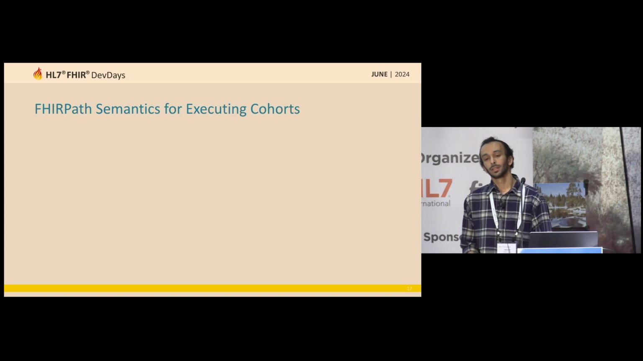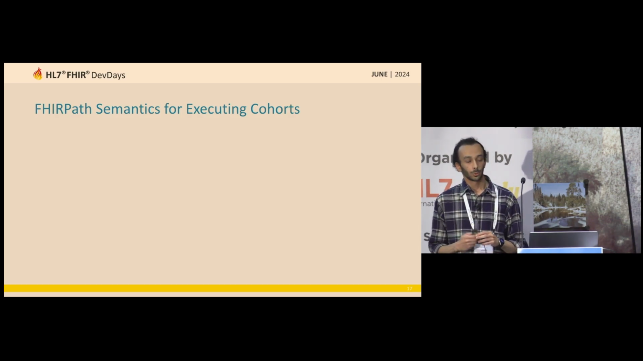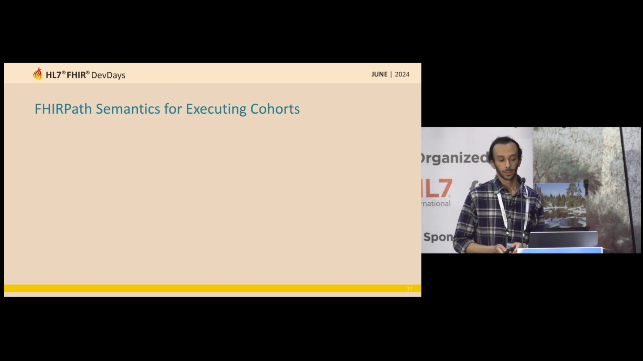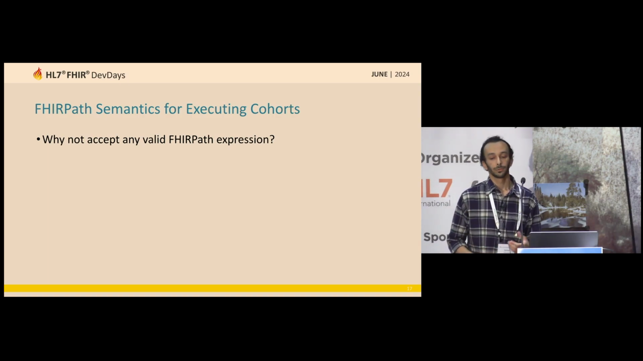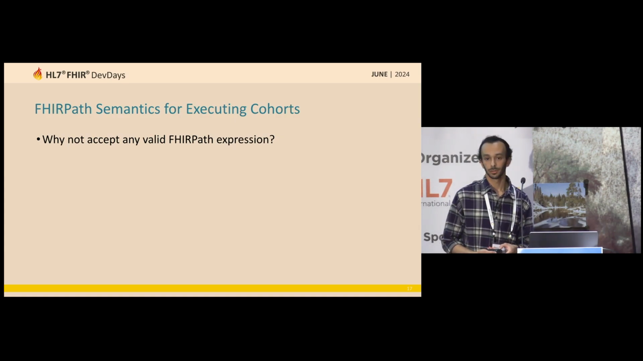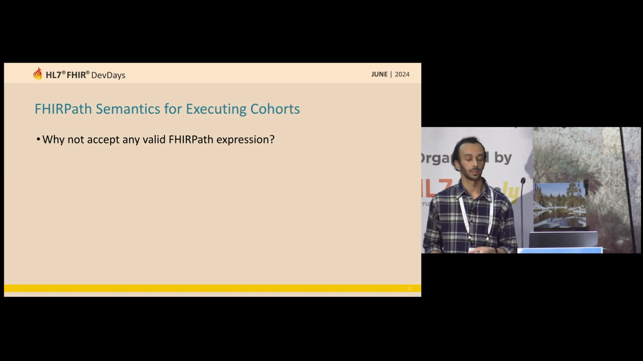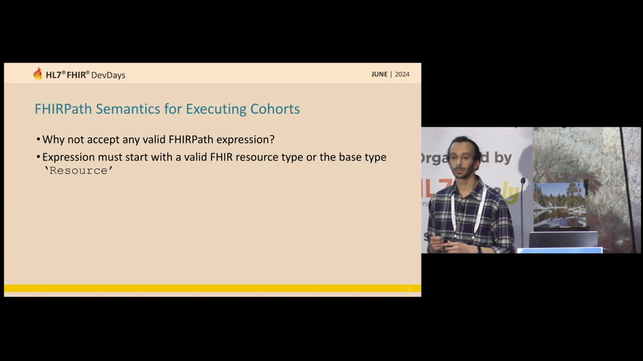So now that we have decided to use FHIRPath for defining cohorts, why not just accept any FHIRPath expression? The reason is FHIRPath is not just built to operate on FHIR resources. Any FHIR search query actually has a meaning, but in FHIRPath you can do things, for example, 1 + 1 is a valid FHIRPath expression, but it doesn't have any real meaning in our context of defining cohorts. So we decided to put some constraints on what kind of expressions you are allowed to pass to the request.